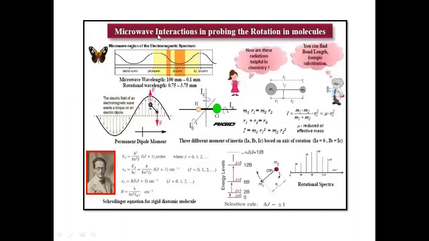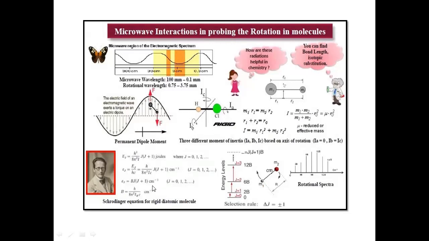Now, first I have discussed the microwave interaction, in which we probe the rotation in molecules, which helps in calculating the bond length and isotopic substitution. And here I have considered the rigid HCl molecule and derived the formula for its moment of inertia in all the cases, in all the three rotational axes.